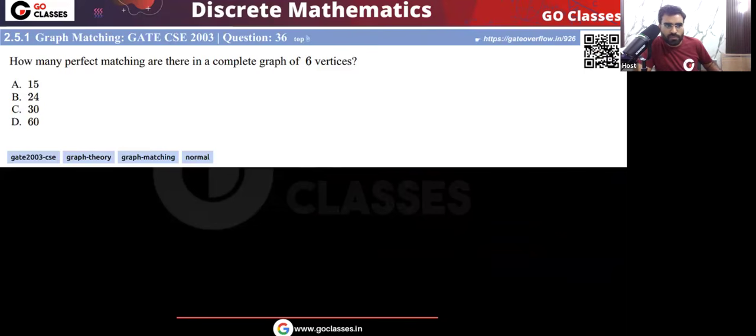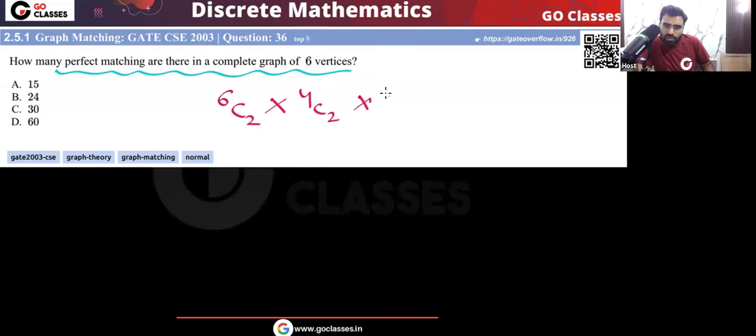So for this question, what will be the final answer? How many perfect matchings are there in a complete graph on 6 vertices? You can see what we were doing. From 6 vertices, you can choose 2 vertices. From the remaining 4 vertices, you can choose 2 vertices. From the remaining 2 vertices, you can choose 2 vertices. But remember that a perfect matching is a set, so it is unordered, so we will divide by 3 factorial. You can calculate this value, and this will be your answer. If you calculate this value, it will be 15.